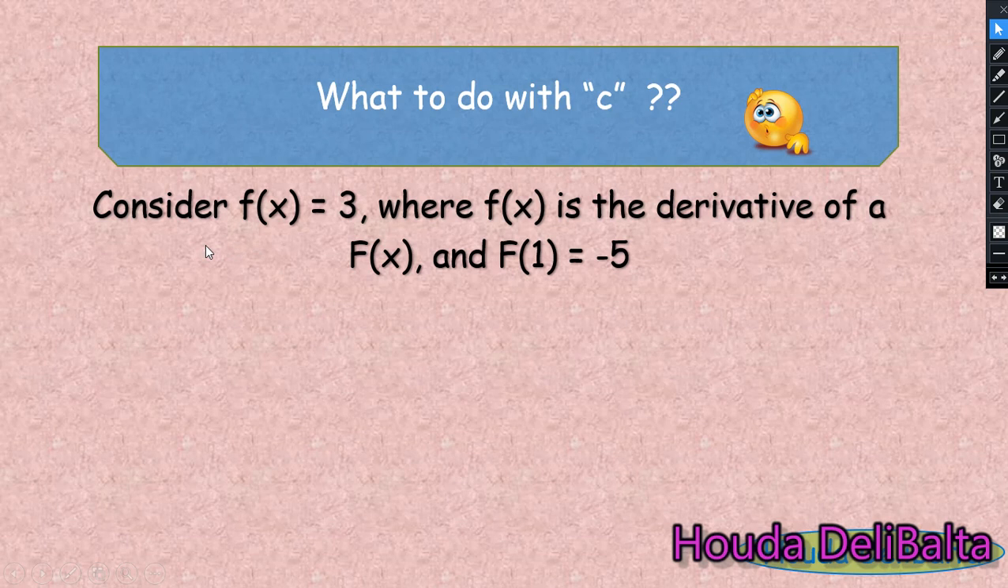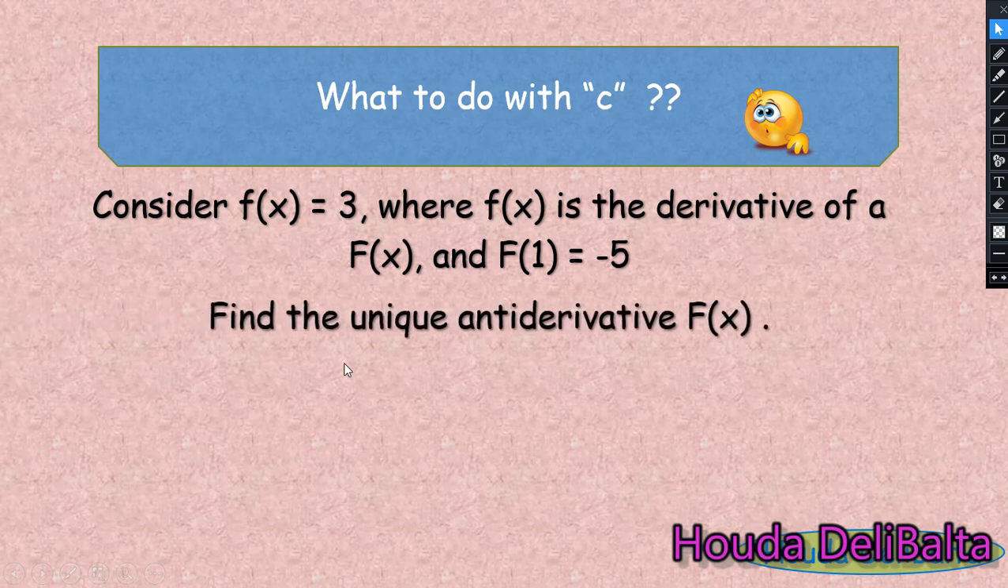Here is an example. Consider small f of x equals 3, where f of x is the derivative of this capital F of x, and there is an added condition now that capital F of 1 is minus 5. There is a new given. The difference between this example and the previous one is that there is a new given here that tells me that capital F of 1 is equal to minus 5. So how to benefit from this given?